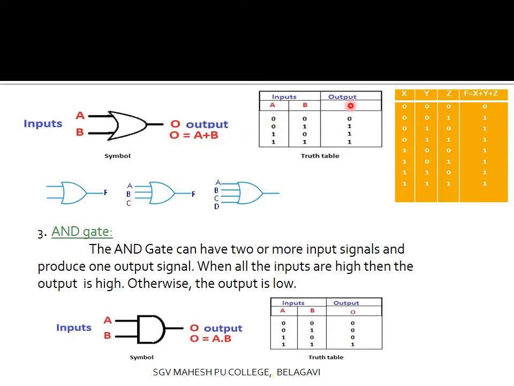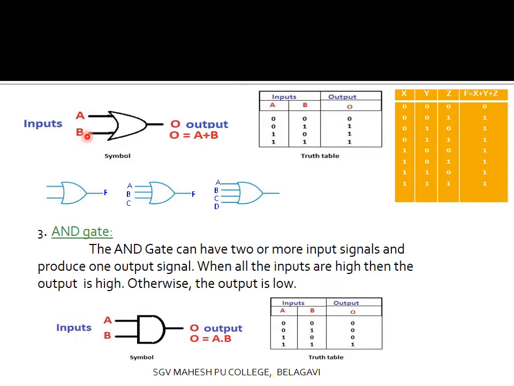When I have two inputs for truth table, I have separate columns for A and B. The values of A is 0011, B is 0101. What I get as an output is if I add the values of two inputs A and B. So 0 plus 0 is nothing but 0, 0 plus 1 is 1, 1 plus 0 is 1, 1 plus 1 is 1. Similarly, I also draw a truth table for three inputs.